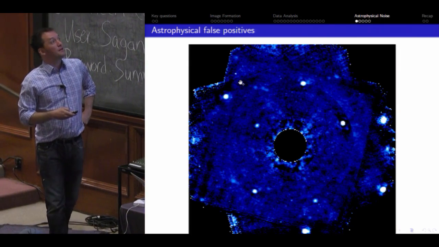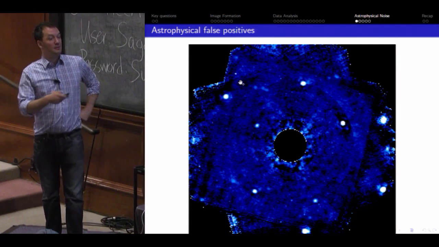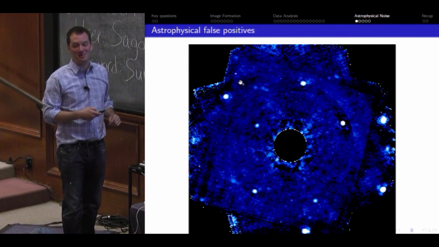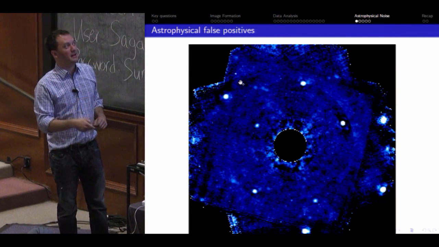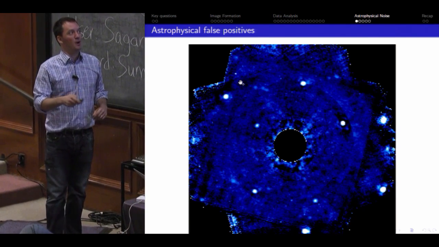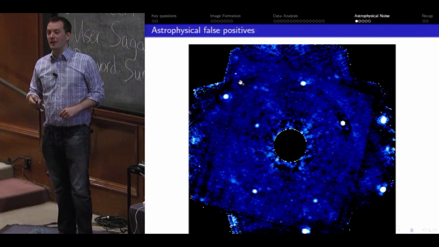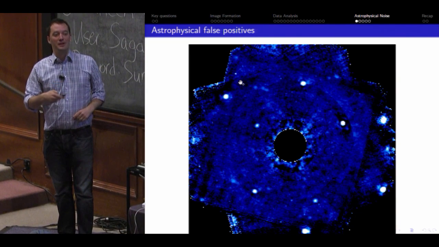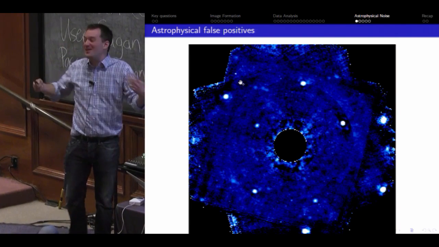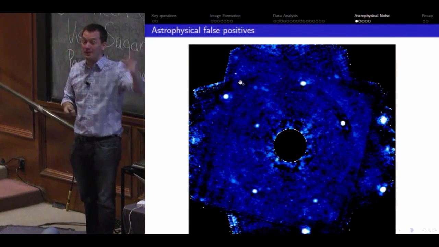So astrophysical noise, 5 minutes. Dimitri actually covered a bunch of what I want to talk about, so I think I'm in good shape. This is one of the first images we took with GPI. This is a multiple planetary system, that almost made the cover of Nature until we realized that they were all stars. Of course, they're all stars. But the main source of astrophysical noise is background stars.